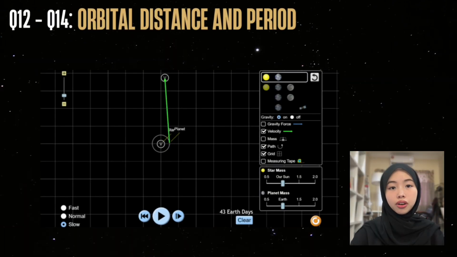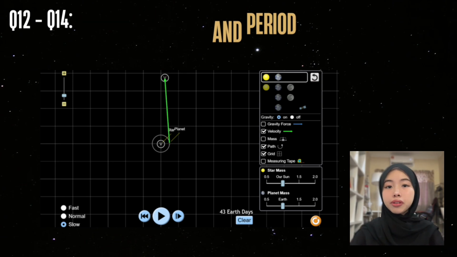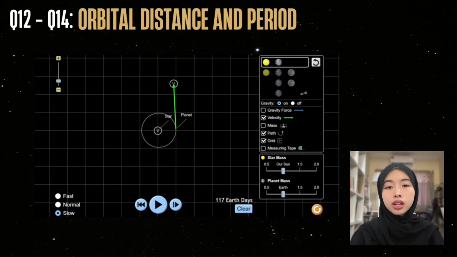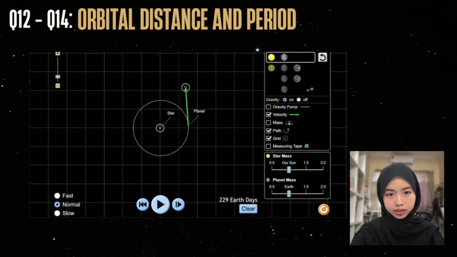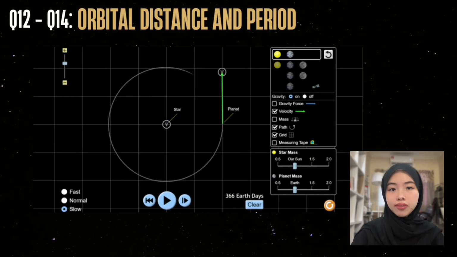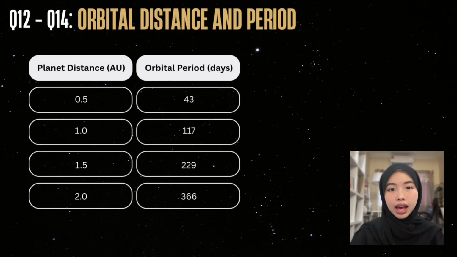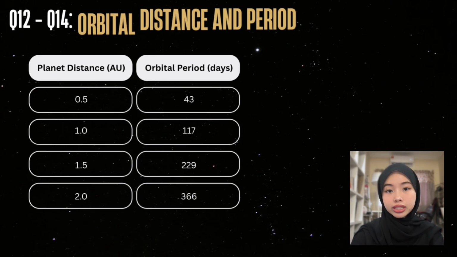Next, I tested 4 orbital distances, which are 0.5, 1, 1.5, and also 2 AU, and adjusted the velocity error until each orbit became circular. Their orbital periods were about 43 days, 170 days, 229 and also 378 Earth days. As distance increased, the orbit took longer to complete. This follows Kepler's third law. Planets farther from the Sun move slower and take longer to orbit because the Sun's gravity weakens with distance.